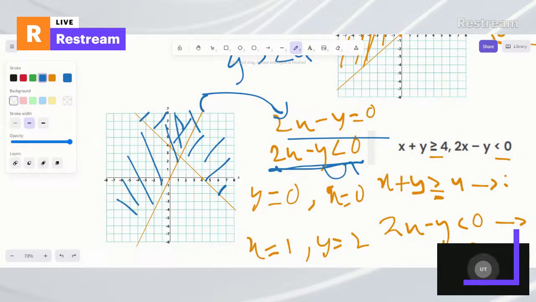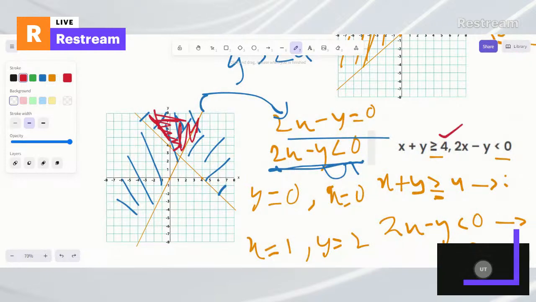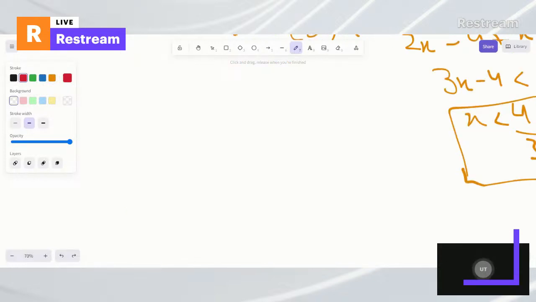So what's the solution to this? The solution would be only those parts where both of these regions overlap. So this is the solution to the inequalities. I hope you understand. Is there anyone who doesn't understand this? Let me show you in a much cleaner graph what it looks like and what the solution is. So I have a solution right here.